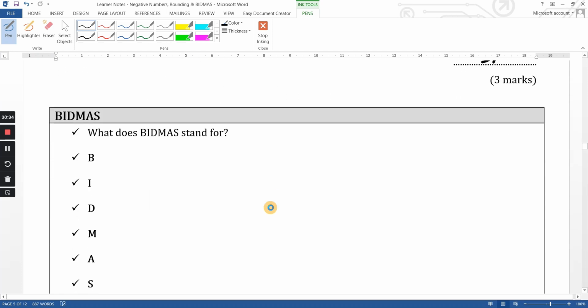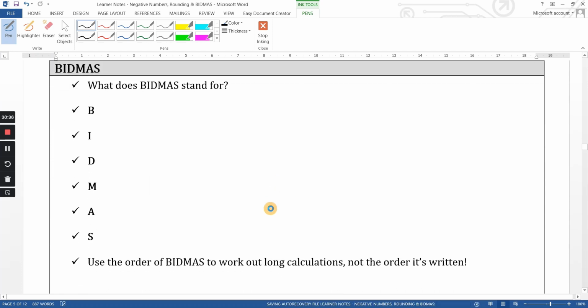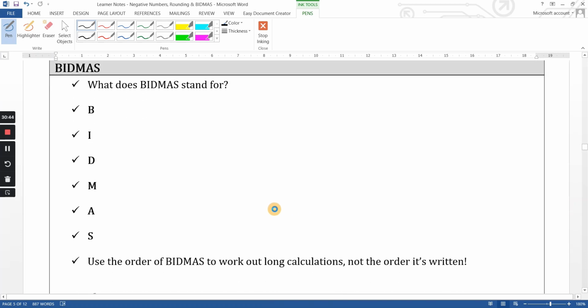Let's move on to BIDMAS. Some people call it BIDMAS, some people call it BODMAS. It's the same thing, it doesn't make a difference. I'm going to use BIDMAS. So what does BIDMAS stand for? These letters do stand for something, and it tells you the order, how to work out long calculations. Your scientific calculator uses BIDMAS as well, so it does it in a certain order. So it's not necessarily in the order it's written. It does all of these first in order.